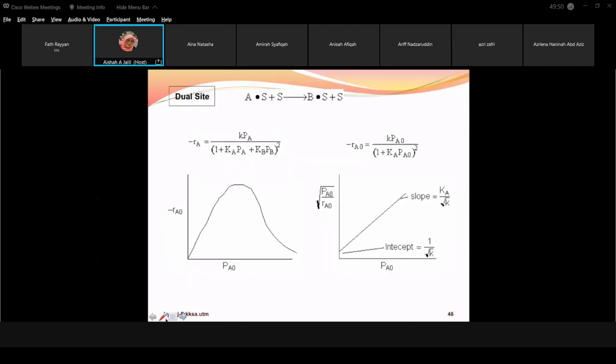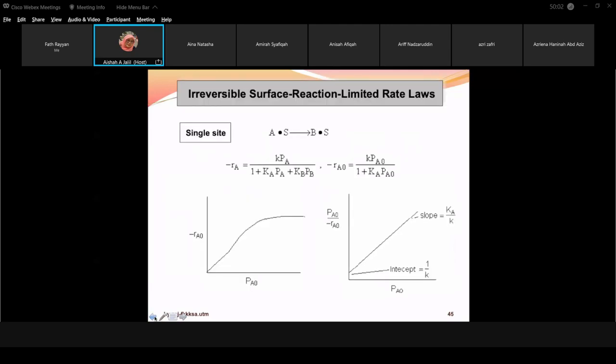Then this is dual side. Okay, dual side. So for the dual side, the rate of absorption becomes like this. Usually, if you see this one, this is single side for irreversible. You can know the rate law becomes like this if you go for the absorption.